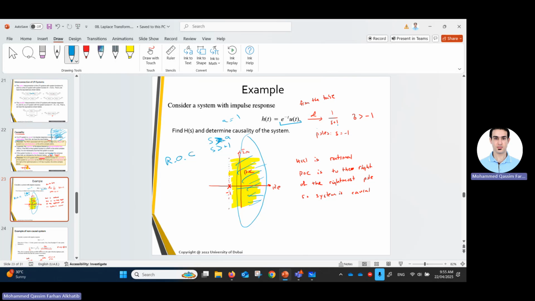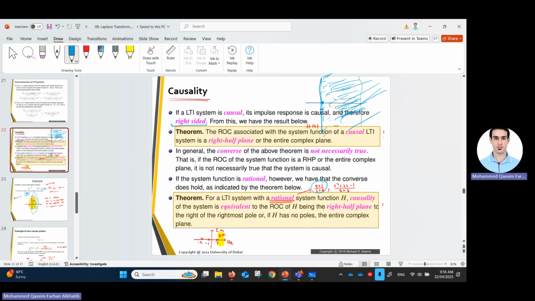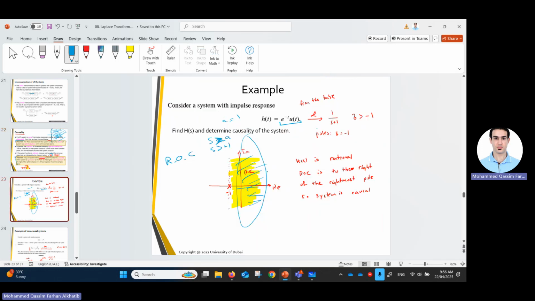The Laplace transform is rational. So we are applying basically this theorem here, but without going into the details, it is simply a right half plane, so it is causal. The system is causal.